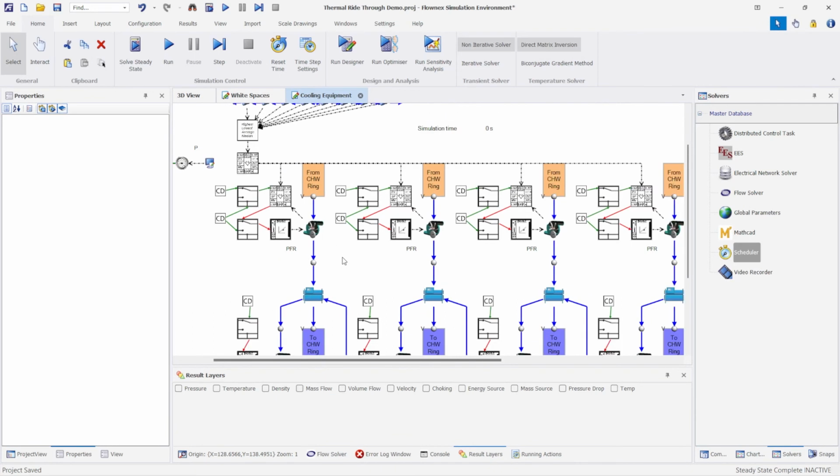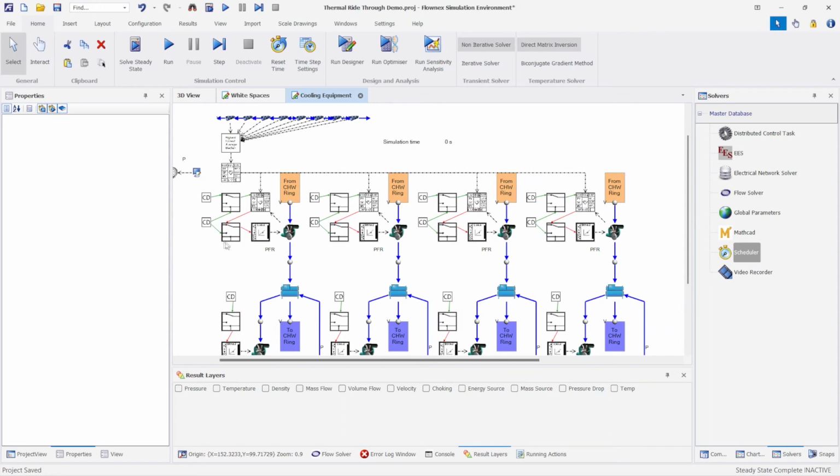This, in essence, ensures equal flow distribution per chiller in the data center and is a very common control philosophy in many modern data centers.